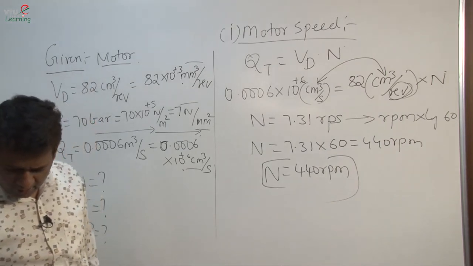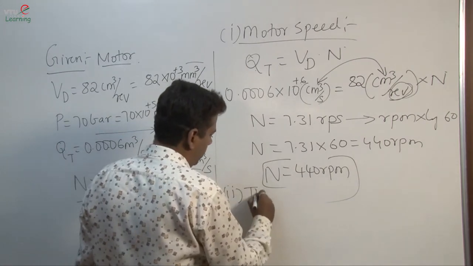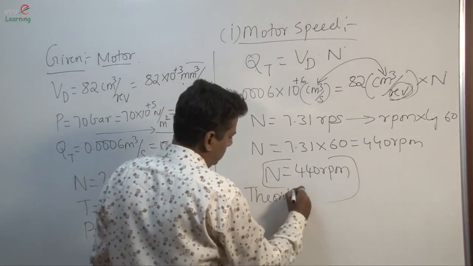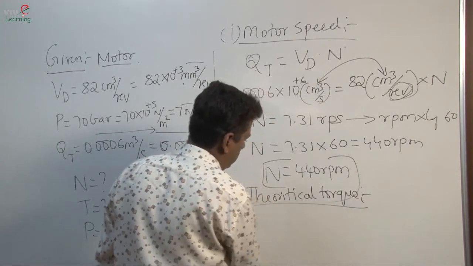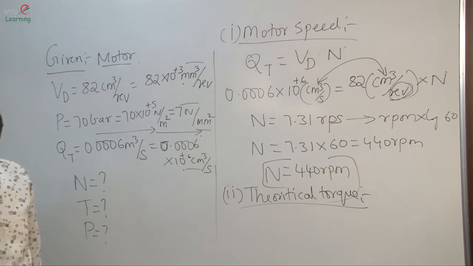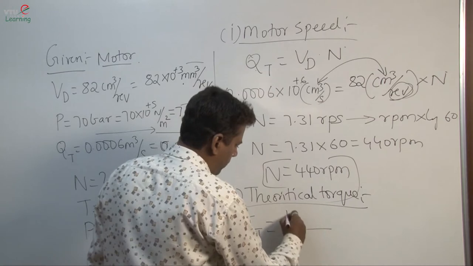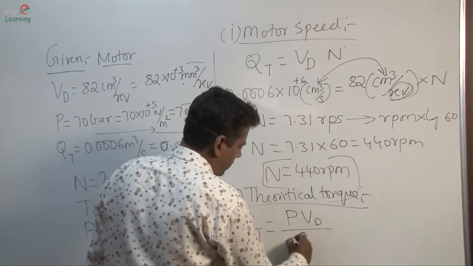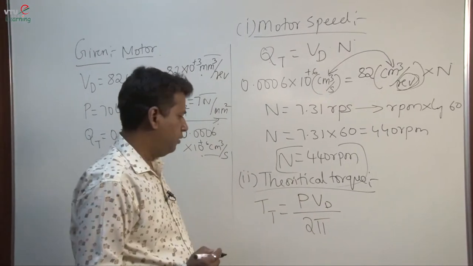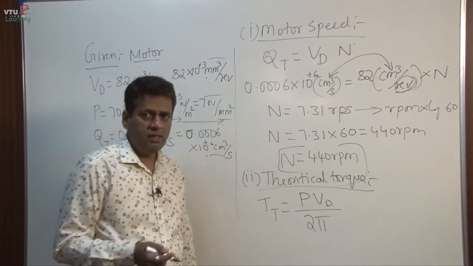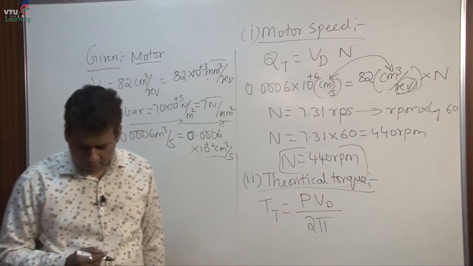Now, the second thing is theoretical torque. To find theoretical torque, we know that theoretical torque is equal to P into Vd divided by 2 pi. These equations should be at your fingertips, so you should recall them fast, right? Theoretical torque is equal to P into Vd by 2 pi.